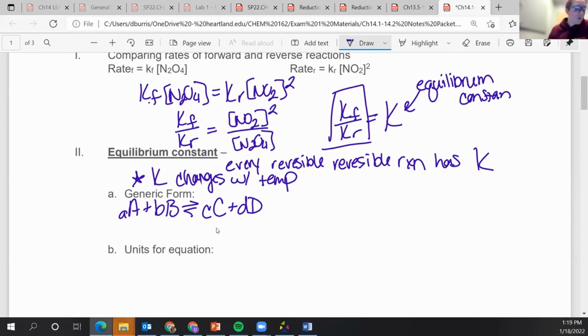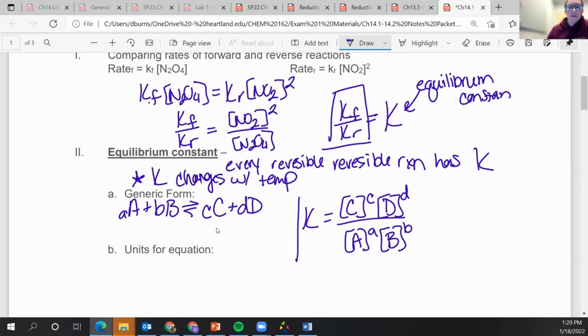So if I'm going to write the equilibrium expression based on the concentrations, remember it's a comparison of the forward and the reverse. So K is equal to the products, which are C to the power little c times D to the power little d, over A to the power little a times B to the power little b. This is the generic form of K. We can actually calculate K if we have all of the concentrations.